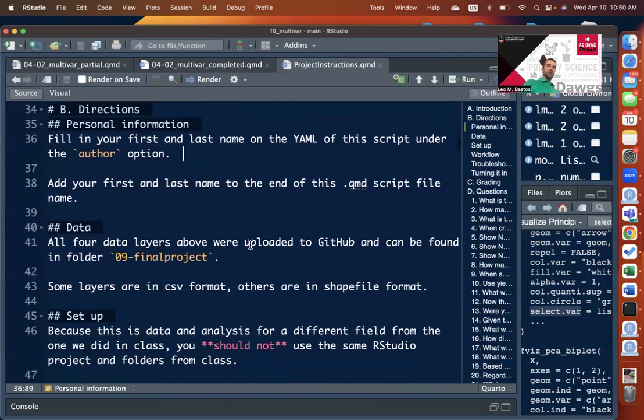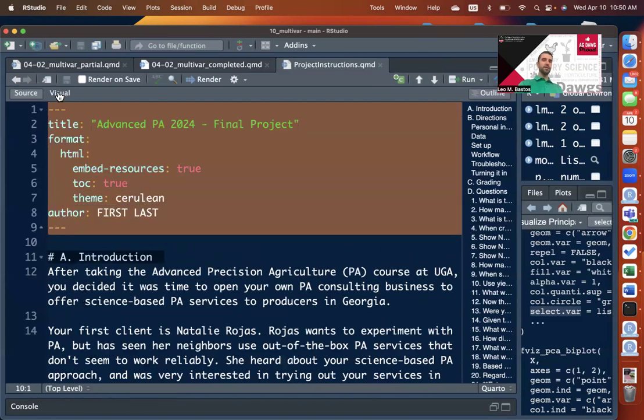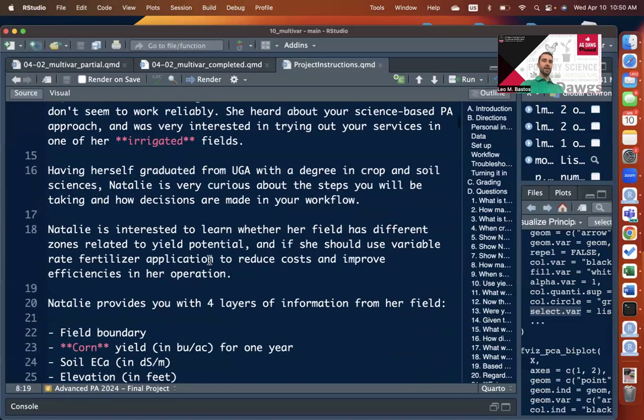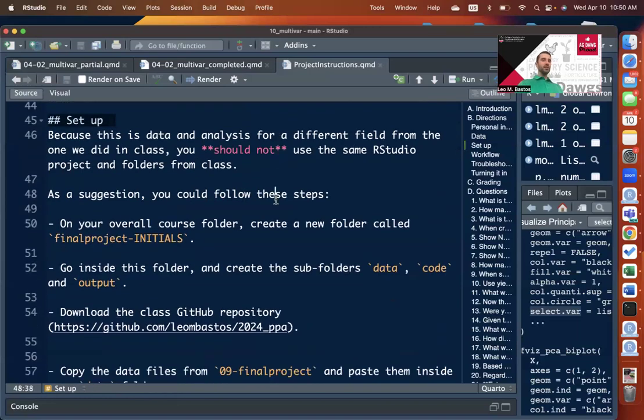I give you some directions here. One of them, on the personal information: I do want you to fill in your name, both on the YAML of the script. Remember the YAML is the first part of the script that is fenced by the 3 dashed lines. I want you to put your name here, first and last name. And then I'll give you some suggestions on how to do this project.